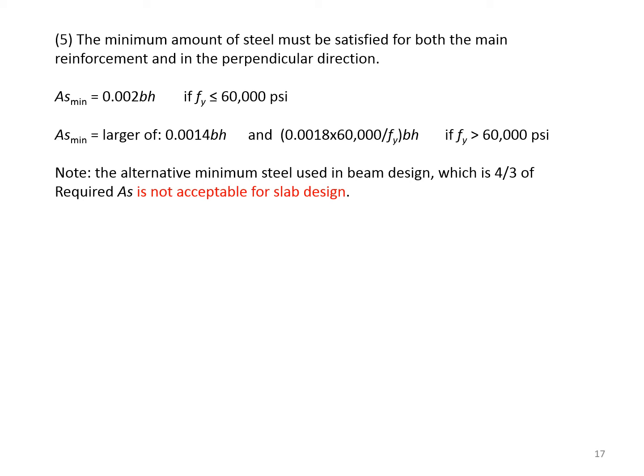The alternative minimum steel used in beam design, which is 4/3 of the required As, is not acceptable for a slab design.